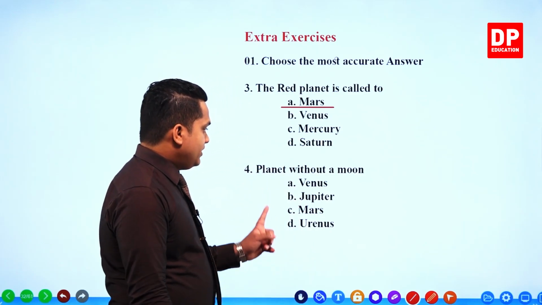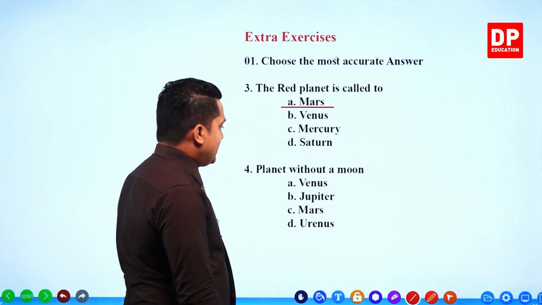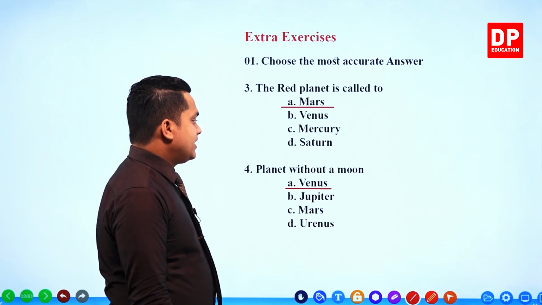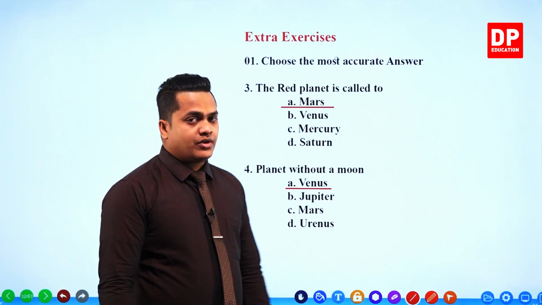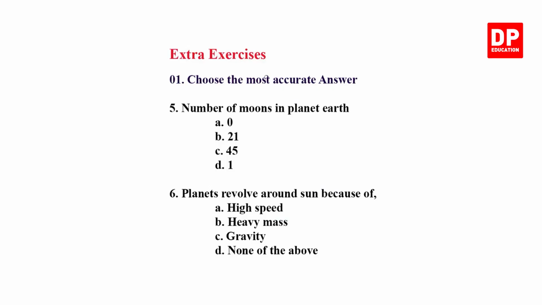So, Venus, Jupiter, Mars, Uranus. Our correct answer should be what? Venus. I told you that Mercury and Venus do not have moons. Right then. Number of moons in planet Earth.